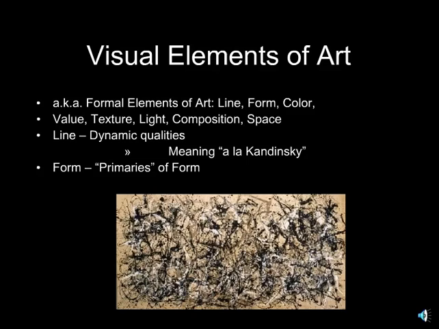Let's talk about the visual elements of art for a moment now. The visual elements of art are also known as the formal elements of art, and they are line, form, color, value, texture, light, composition, and space.